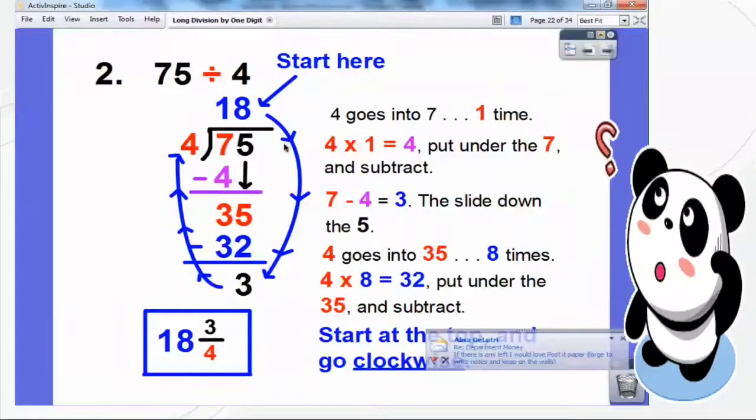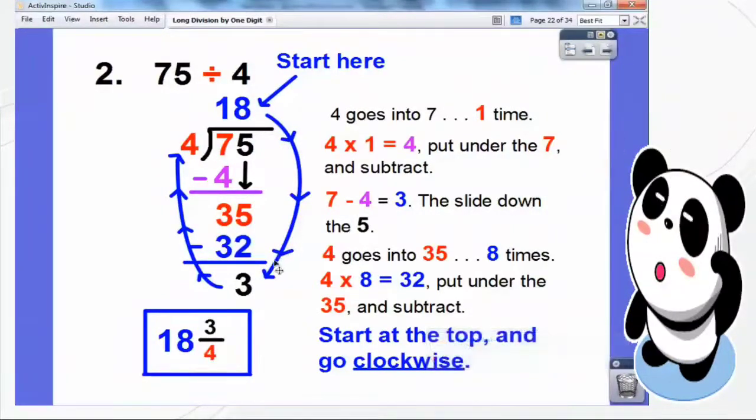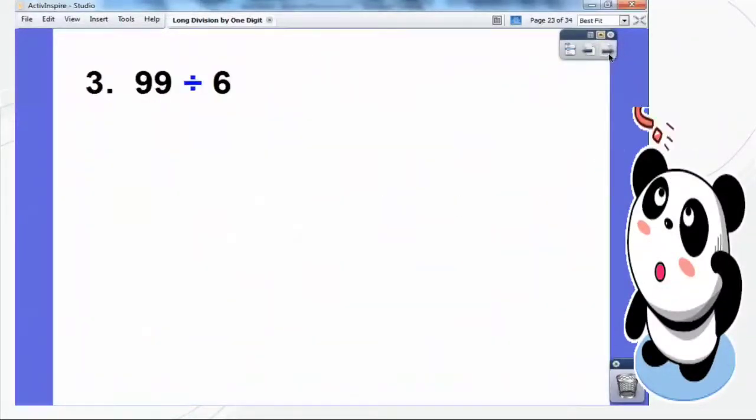Okay, so we always start at the top and then go clockwise and 3/4. Okay, so there's my 18 and 3/4. All right, and if this could reduce, I'd go ahead and reduce that, but 3/4 doesn't reduce, so that's the answer right there. All right, let's try one more and then we'll stop, okay?